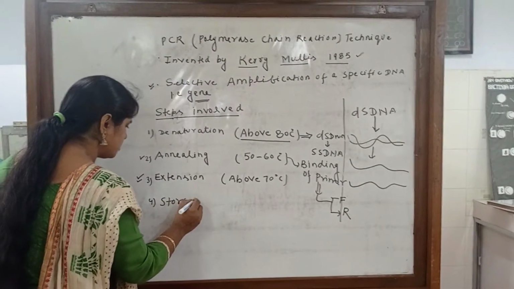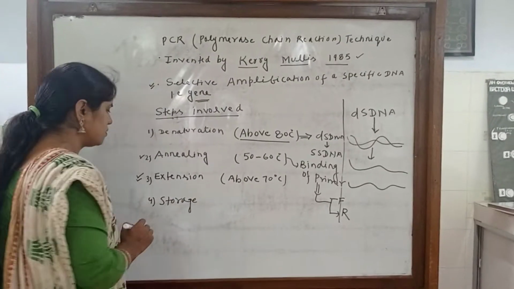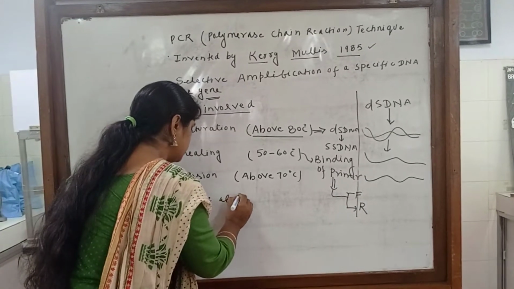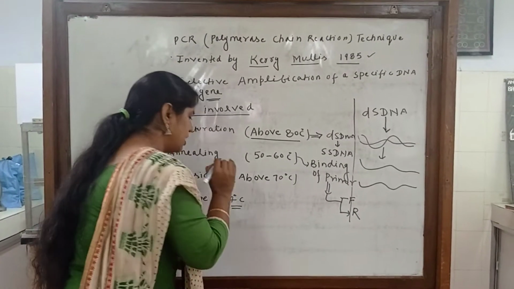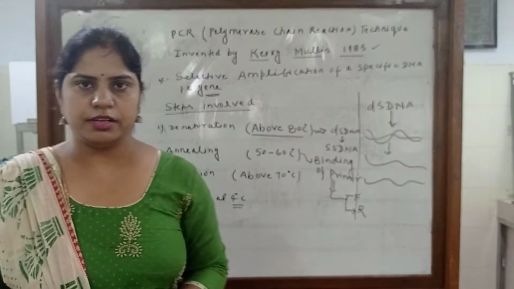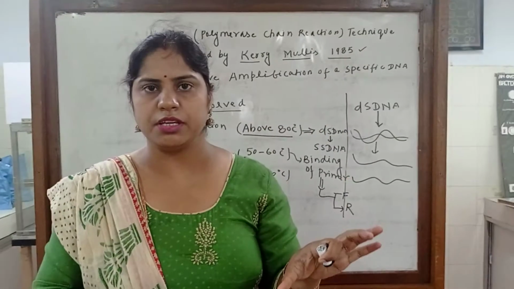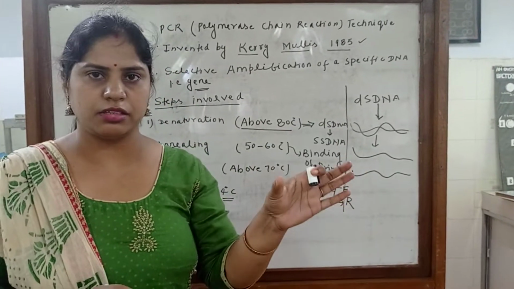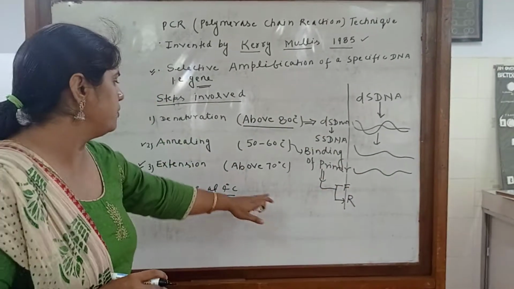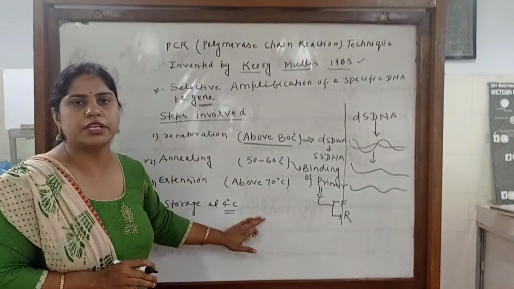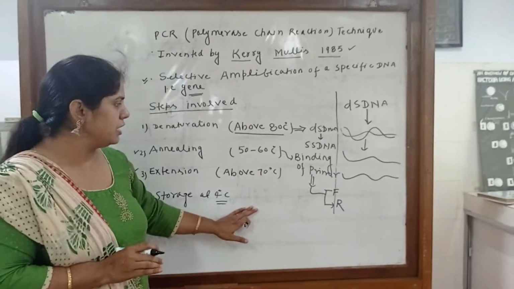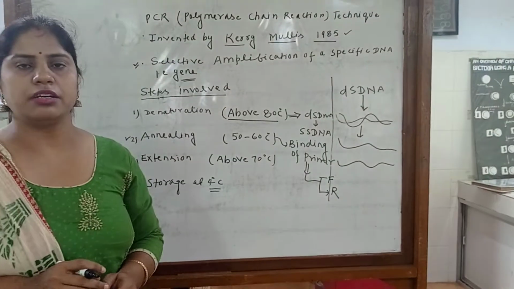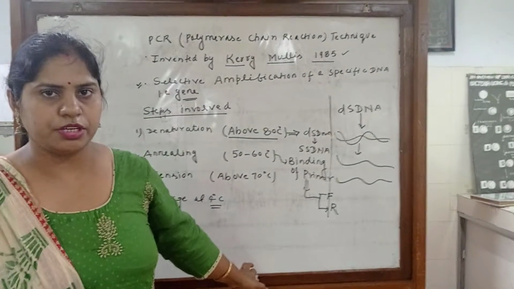Storage in the sense, storage at 4 degrees. After the DNA amplification process is completed, in a machine or in a program, we set a program so that after amplification the DNA will be stored at 4 degrees centigrade temperature. If we leave the DNA at a high temperature, it can again cause denaturation of the product.